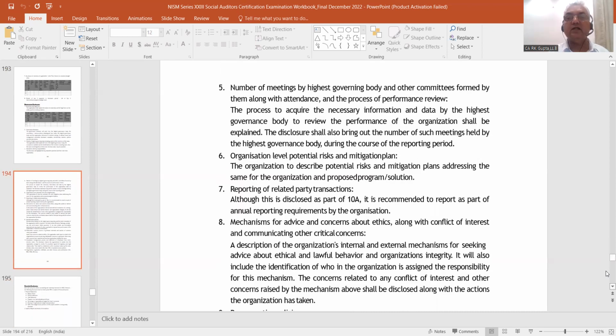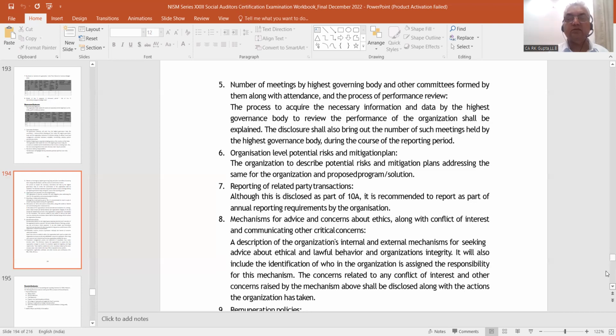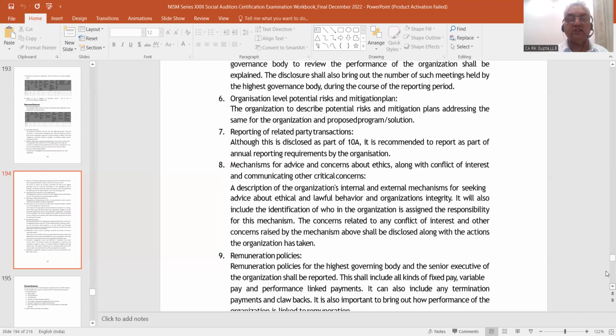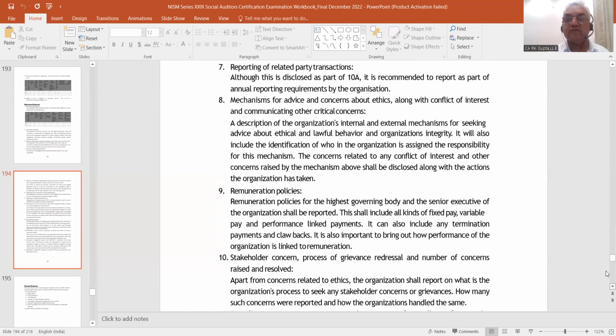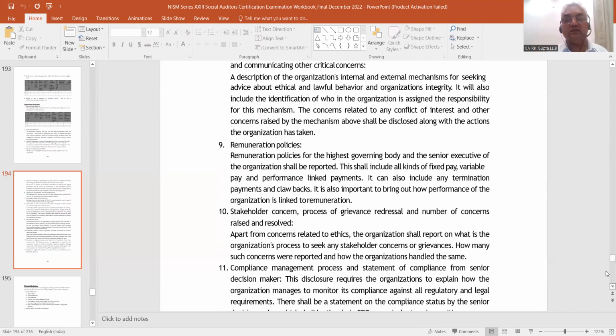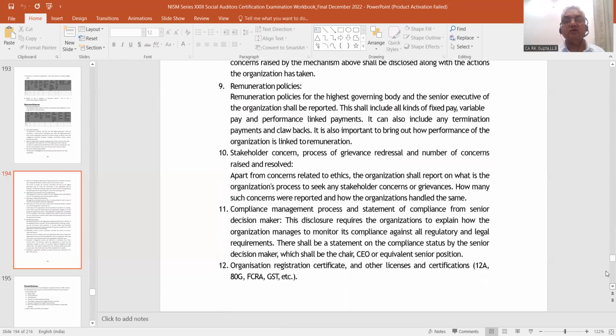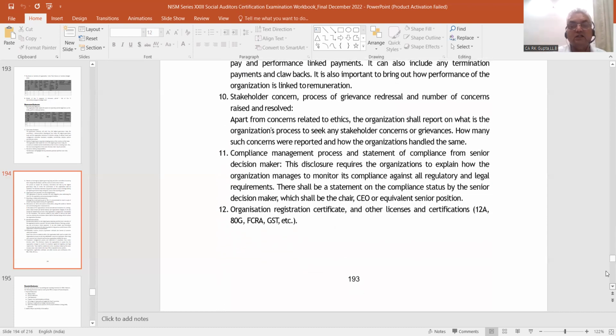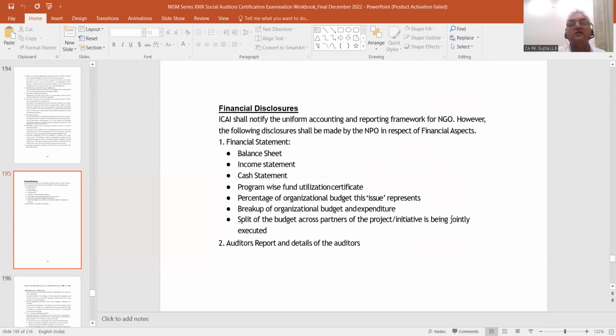Number of meetings, then organization level potential risk mitigation, reporting on related party transactions, then mechanisms for advice and concern about ethics, etc., remuneration policies, stakeholders concern, compliance management process, and organization chart. So this was regarding the governance aspect.